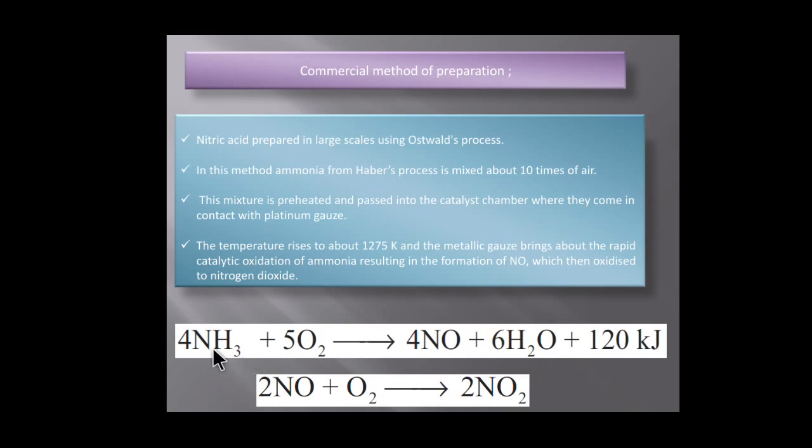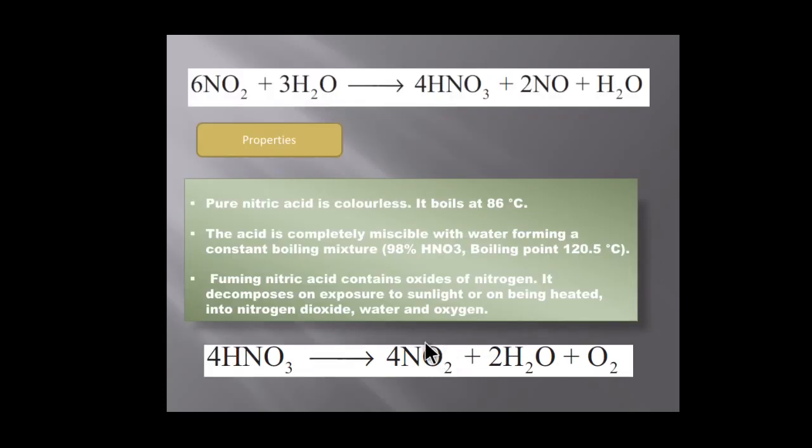So the reaction is: ammonia reacts with oxygen to give the products NO, nitric oxide, and water. In this reaction, heat of 120 kilojoules is released. Further, the nitric oxide reacts with oxygen to give nitrogen dioxide, and further it reacts with water to form finally our desired product, nitric acid.